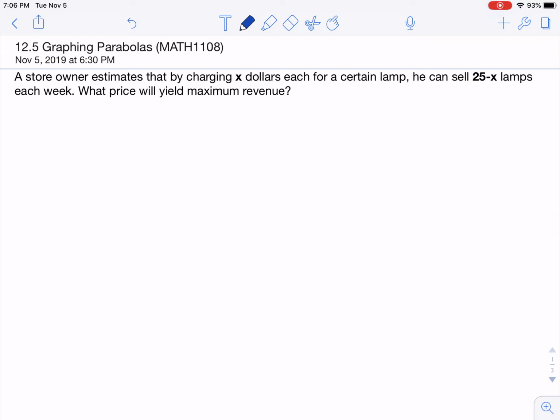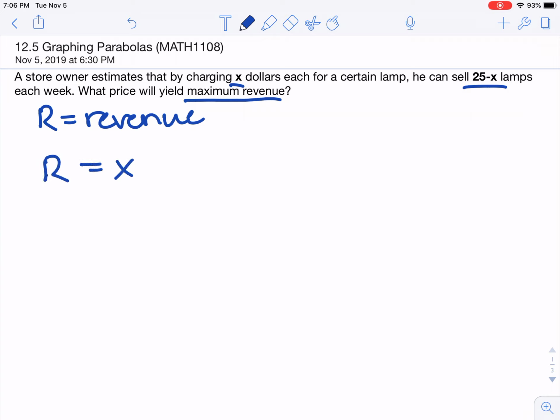So here we're looking at maximum revenue based on a certain amount of dollars charged and a certain number of units sold. And you'll see that this number of units sold is also based on the price in dollars. So to set this up, we're going to start by defining R to be our revenue. So this is what we're going to be solving for. And this R is going to be equal to the price, X, multiplied by the number of units sold, which is 25 minus X. If we then distribute, we have 25X minus X squared.